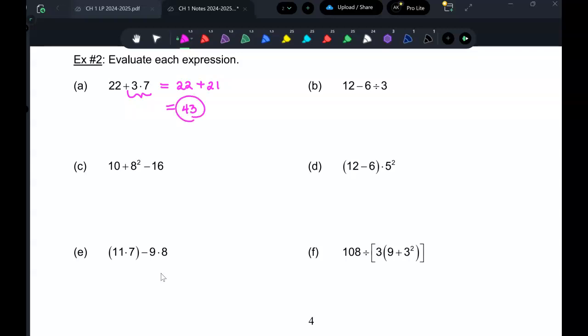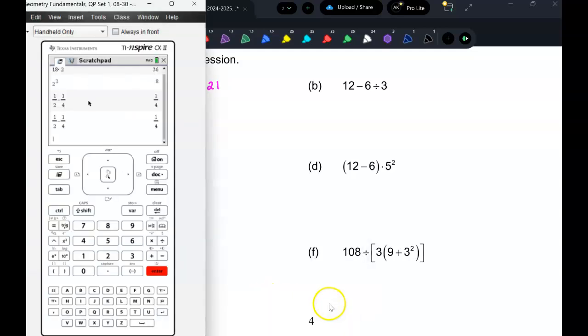Okay, on the calculator, your calculator will do order of operations for you. So if I do 22 plus 3 times 7, it will automatically do the multiplication first. Is there ever going to be a time where I don't need to use PEMDAS when I have a problem like that? No, you're always going to do PEMDAS.